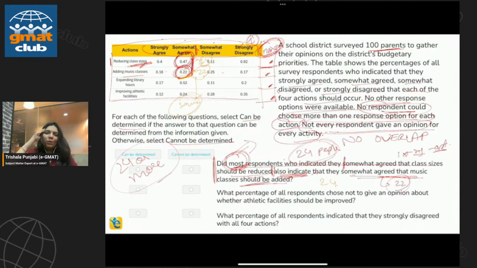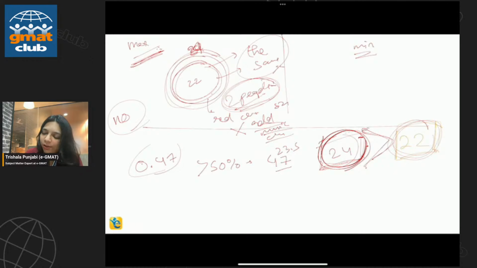It's a little bit tricky to understand. This is a very complicated thing. But does it make sense? When I'm saying most in reducing class sizes, it is 24. This is 22. So even in the case of max overlap, there are still two people who do not want to add music classes.